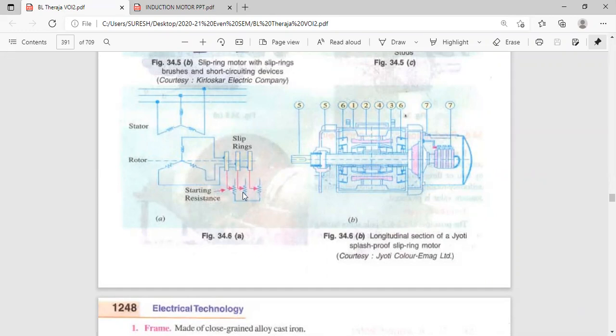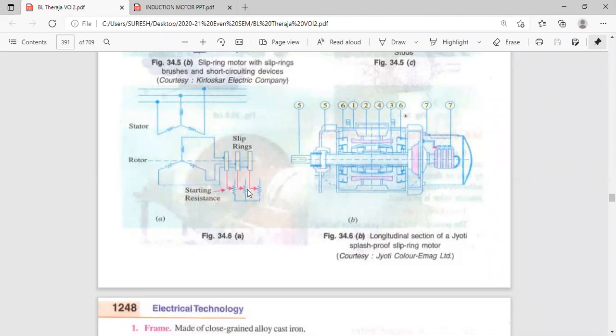Then what is the advantage of adding external resistance? If we vary these rheostats, we can vary the speed of the rotor. In squirrel cage, there is no provision to add external resistance for varying the speed of the rotor. There is another method to vary the speed without adding external resistance. Here in the squirrel cage rotor, the rotor bars are permanently short circuited. But in slip ring, there is provision to add external resistance to the rotor windings. That is the advantage of the slip ring induction motor.